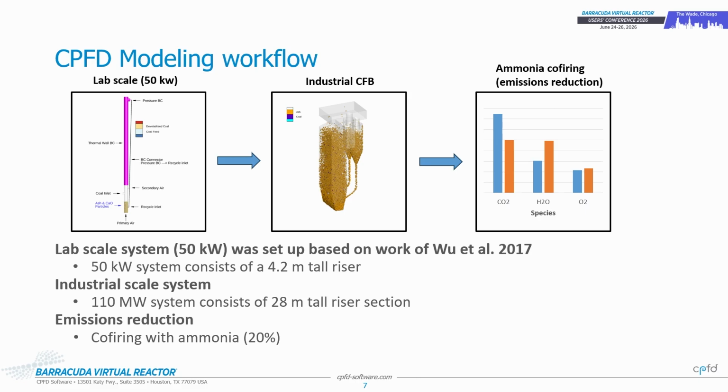And once we had some confidence that those kinetics were correct, we moved on to this industrial scale system, this 110 megawatt, 28 meter tall riser. Both of these are separate application models on our website and can be downloaded and used. And then we moved towards this emissions reduction case, where we actually replaced 20% of that feed by mass in an effort to bring down our CO2 emissions by bringing in a less carbonaceous material.